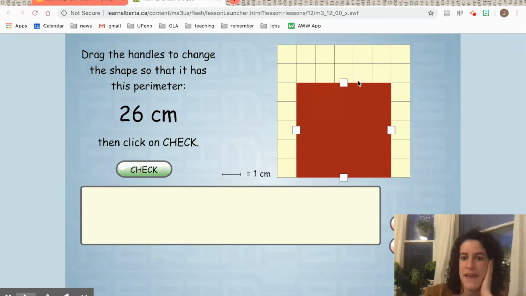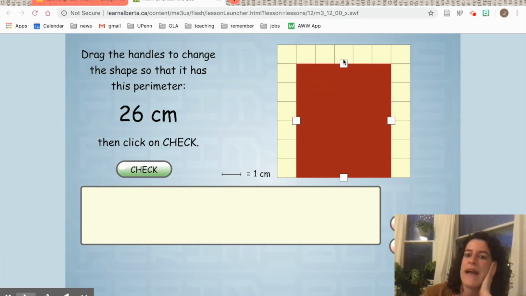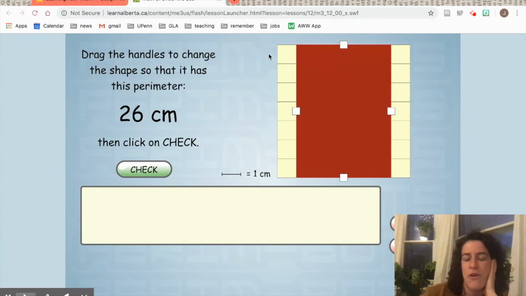Okay, let's make it 5 and 5 and 5 and 5. I know right away that 5 times 4 is 20, so that's not big enough either. Let's drag it even more. I'm going to go all the way up. What if we did 7 on this side, 7? 7 plus 7 is 14, plus 5 plus 5. It's going to be 24, not 26.